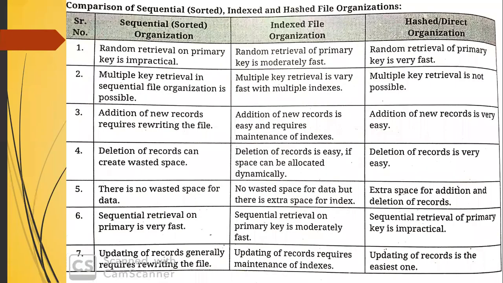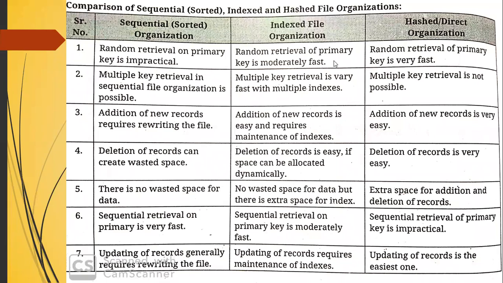Now next thing, we can see the differences between all these three types of file organizations. In a previous lecture we discussed the types of file organization, that is sequential or sorted file organization, index file organization, or hash file organization, or the direct organization in other words. Now we can see the differences one by one. When we consider the sequential or sorted file organization, the random retrieval on a primary key is impractical. That is, we can't access the record from the file randomly.